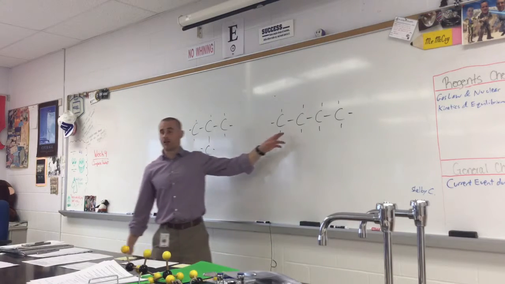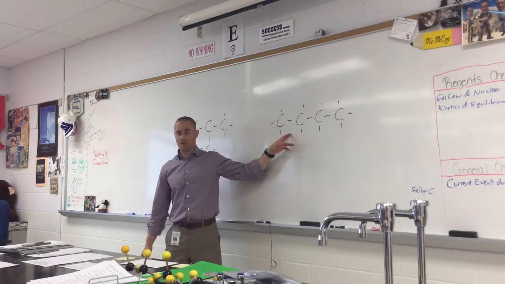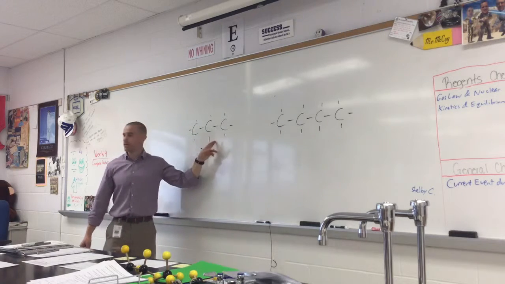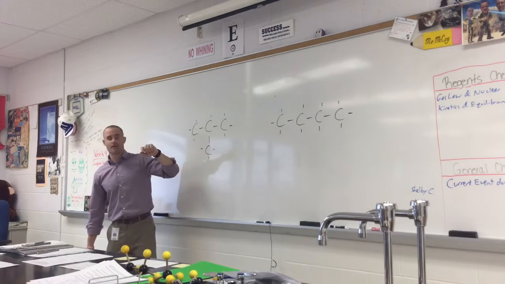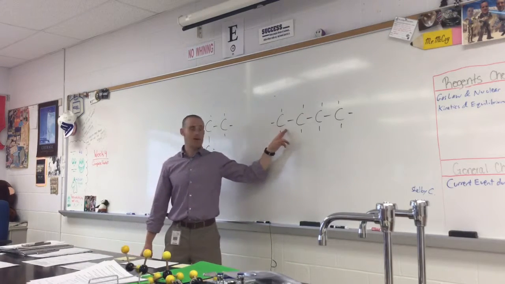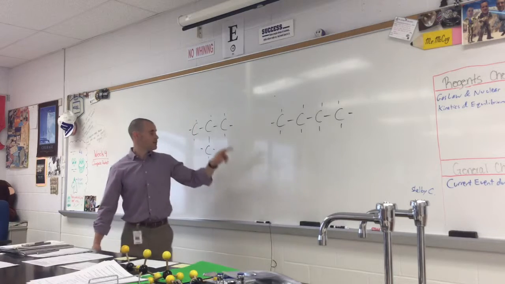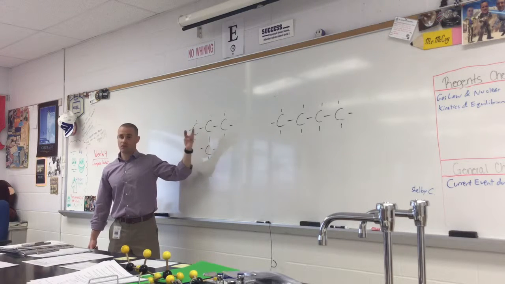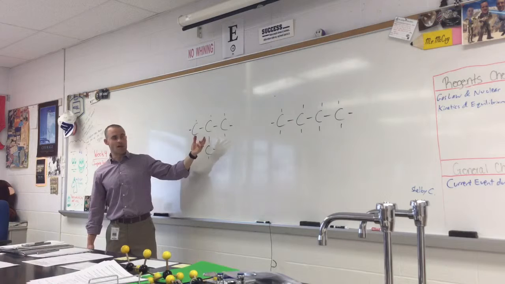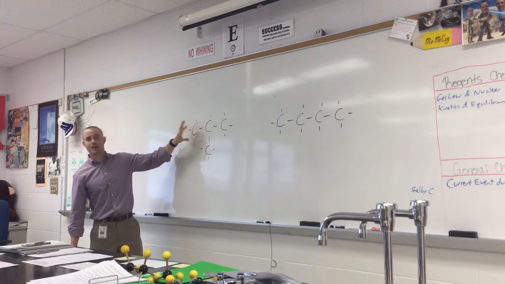So we drew this yesterday, correct? How many carbons here? 4. Evan, how many carbons here? 4. Very good. What's the name of this? Butane. What's the name of this? Not butane. Why? Because it's not a straight line. It doesn't look the same. So I'm going to teach you today how to name these things.